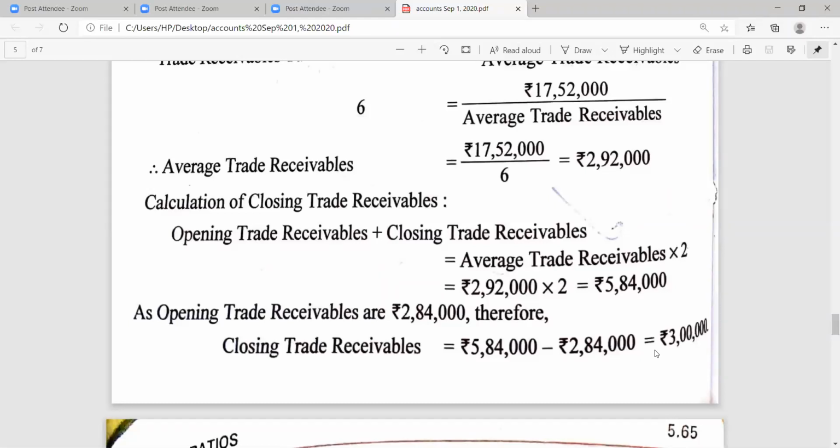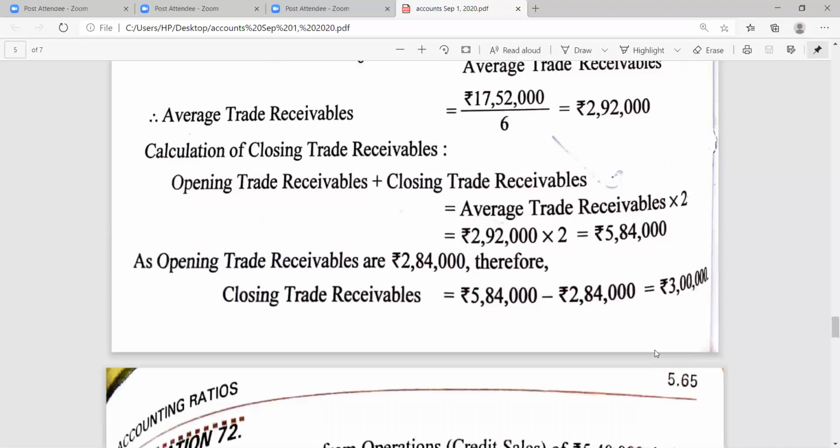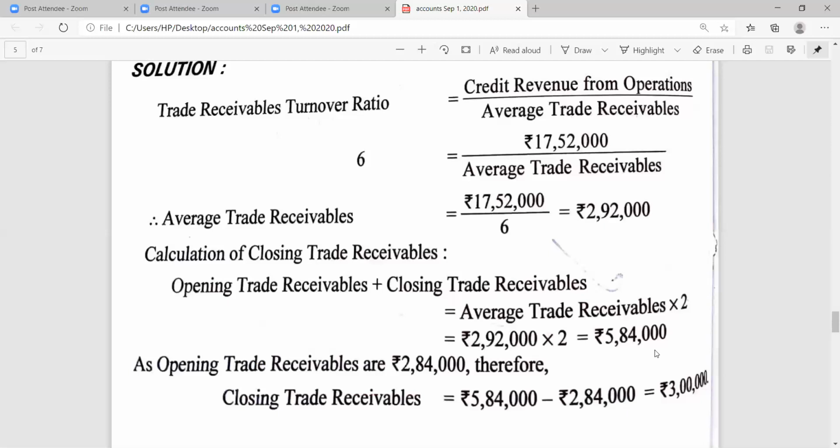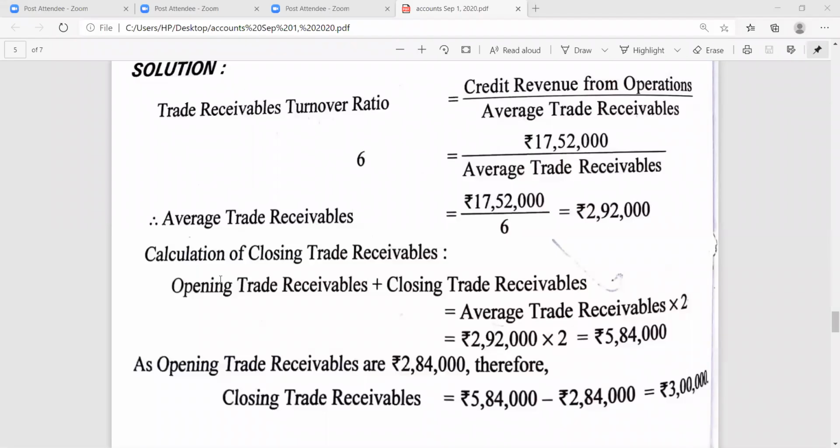And in the question, we already have the opening trade receivable, at the beginning of the year, 2,84,000. So we can calculate closing by subtracting the opening from the total. That is 5,84,000 minus 2,84,000, that is 3 lakh. That is closing trade receivable. It's really appreciable, everybody did so well. If you have any other doubt related to this, please ask or discuss with me your point of view. Otherwise, we have done the topic.